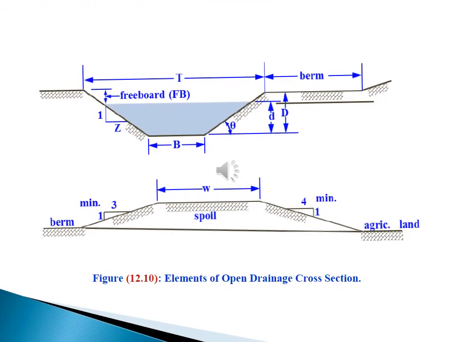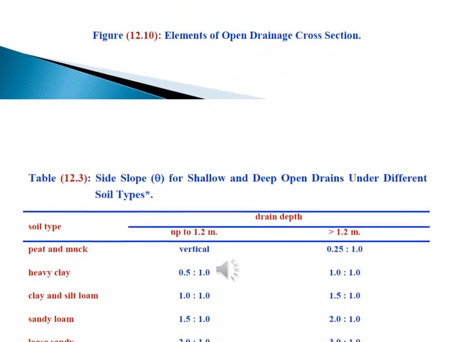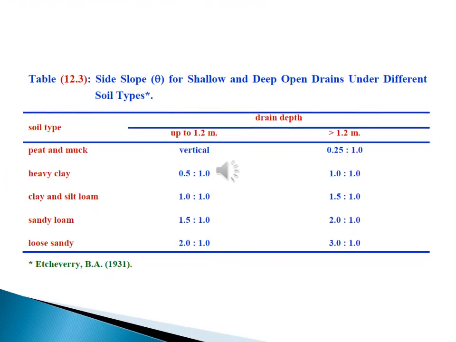Figure showing the elements of open drain cross-section. Table showing side slope for shallow and deep open drains under different soil types.